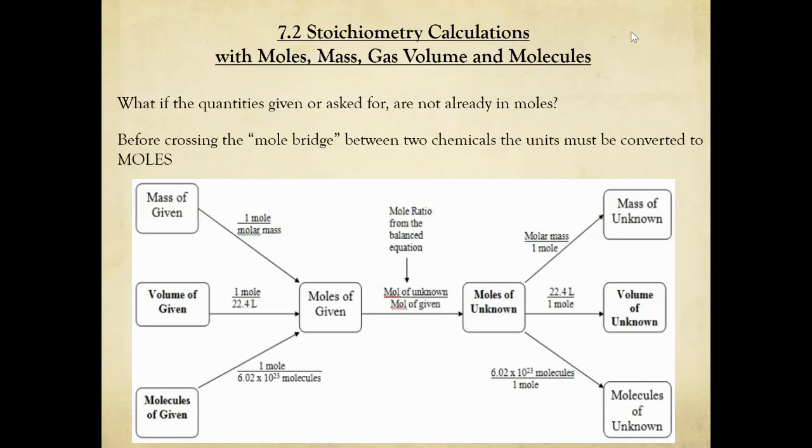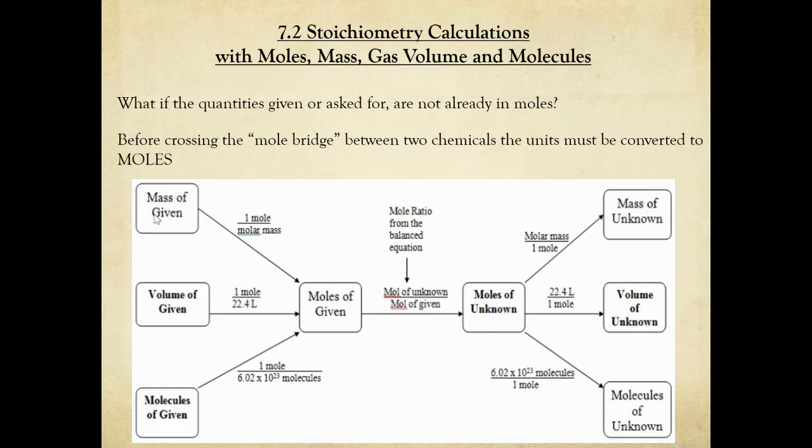Okay, so this is 7.2, stoichiometry calculations with moles, mass, gas volume, and molecules. If the quantities given or asked for are not already in moles, then we need to make them into moles first, just like what you're doing in your chapter 5. So before crossing the mole bridge between two chemicals, units must be converted to moles.